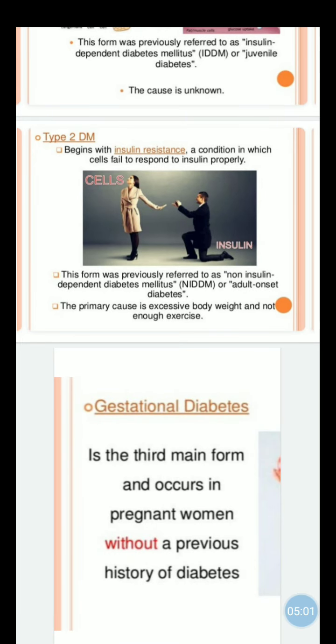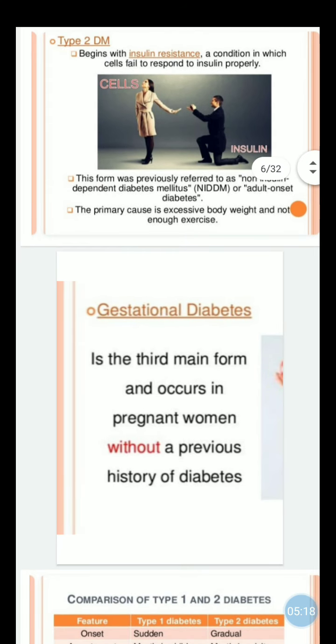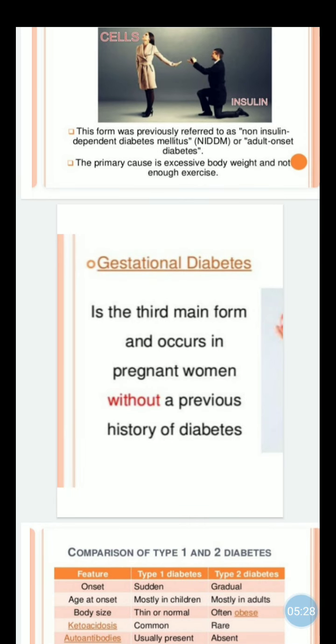The primary cause of type 2 diabetes is excessive body weight and not enough exercise. So the primary causes of type 2 diabetes mellitus are, first, excessive body weight, and second, not enough exercise. Then third, gestational diabetes. It is the third main form of diabetes, which occurs in pregnant women without a previous history of diabetes.